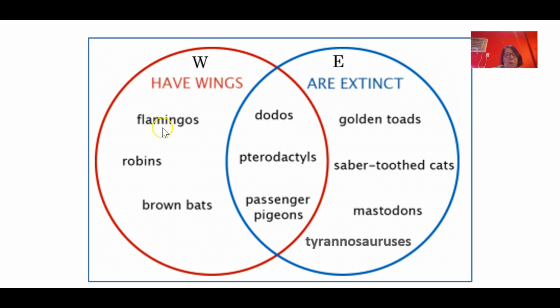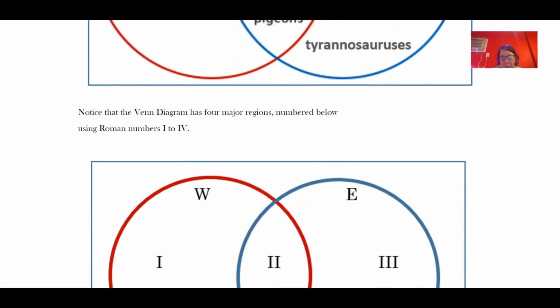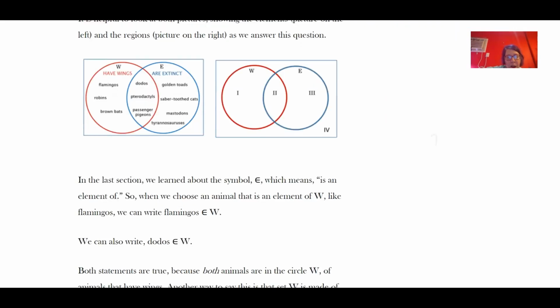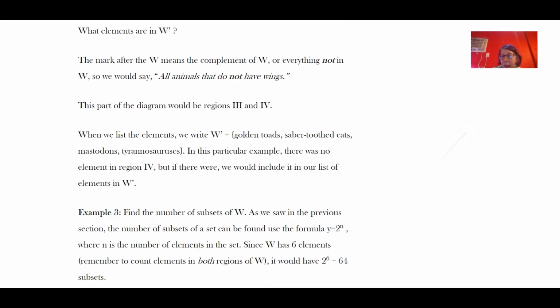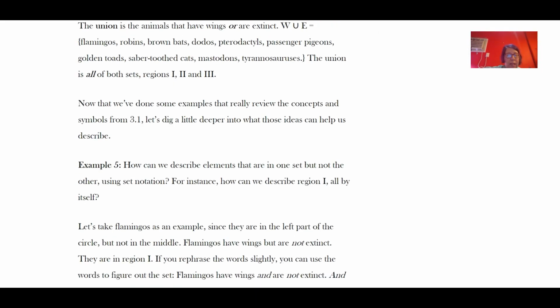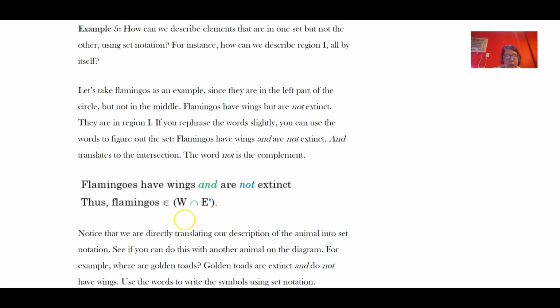So what we're looking for is some way to say that flamingos have wings, but they're not part of this circle. They are not extinct. So think about those words, have wings and are not extinct. That's going to help us completely translate this into symbols. So here's flamingos have wings and are not extinct.